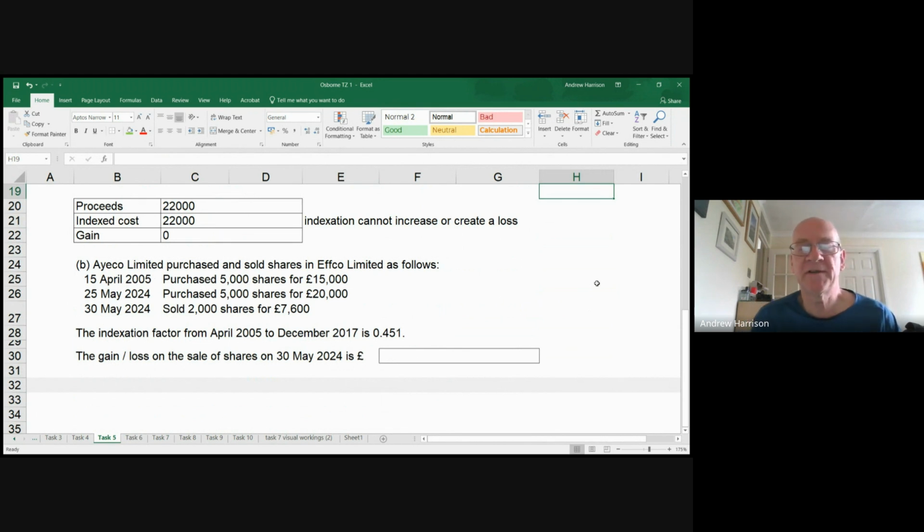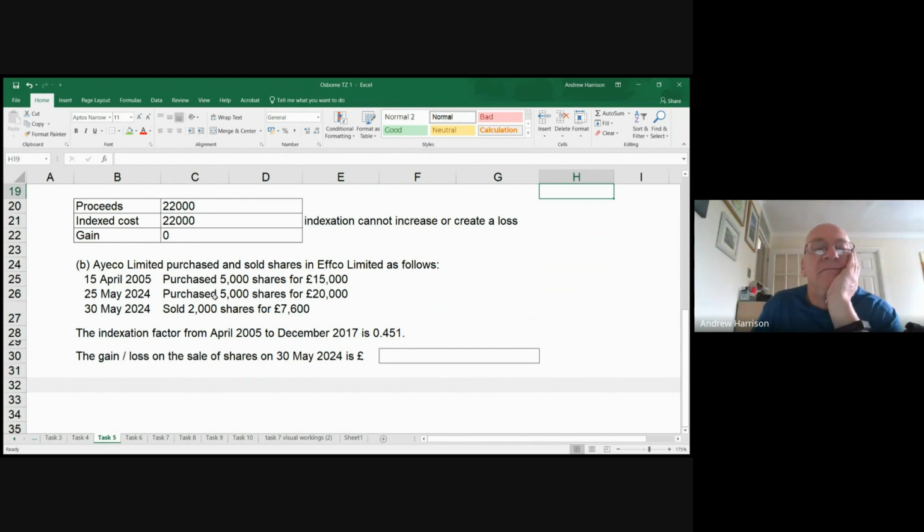So we've seen bonus issue, rights issue, we've seen pooling, we've seen indexation. The only other main issue here is the matching rules. There's no matching in there. Not to be confused with the personal tax matching rules. This is a business. It's only anything within about 9 days that's matched. Anything after that gets pooled.